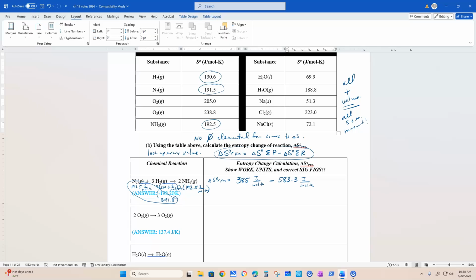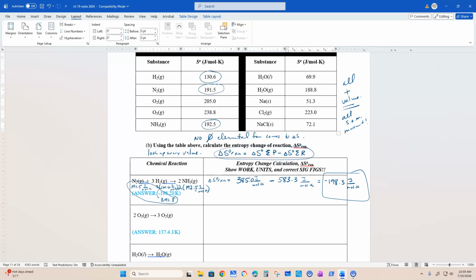So I'm going to take that 385, and actually I need to fix my sig figs. You're probably yelling at Rodriguez on the other side of this camera. Right there, that sig fig counts, so I do need to put 0.0 right there. So 380.0 minus 583.3. I'm going to keep my 1 after the decimal. Negative 198.3 J per mole K. Make sure you box that.